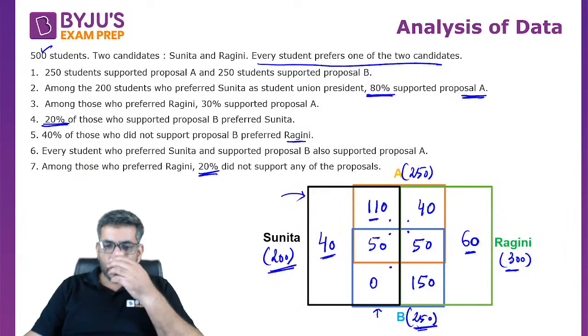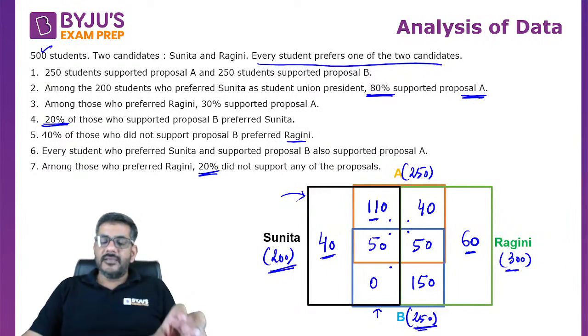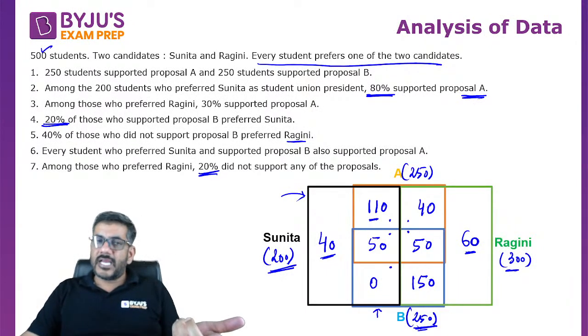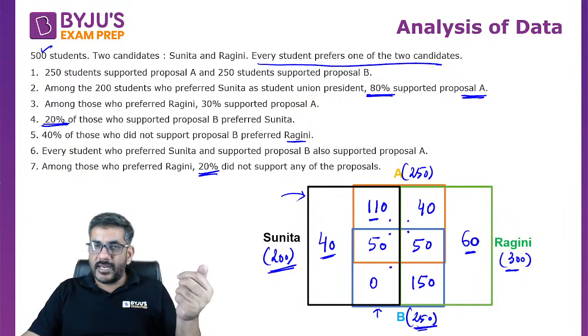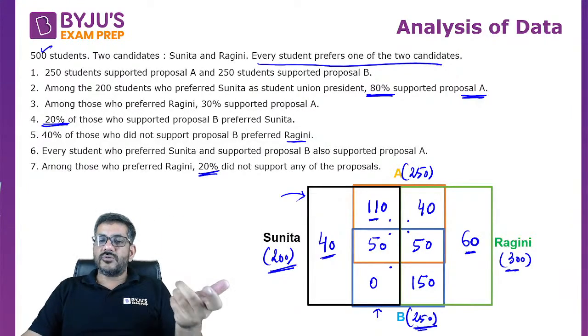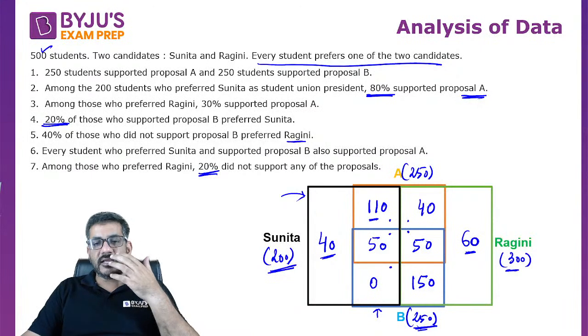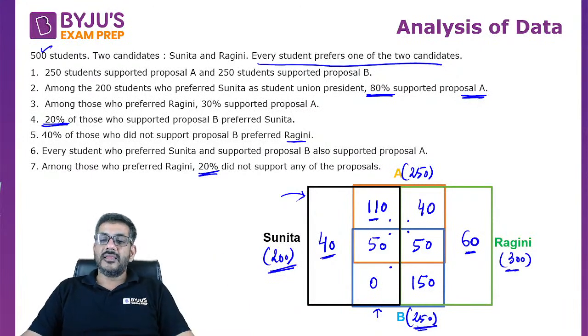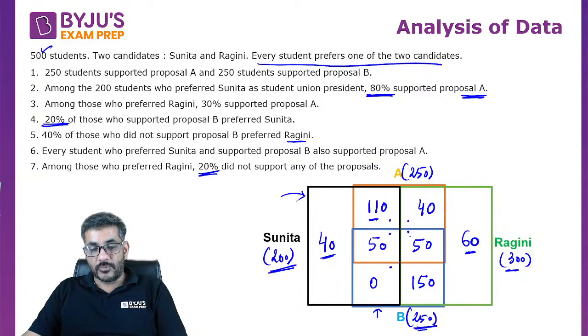I hope you got my point. This square B should add up to 250. We already had 3 areas. Subtract, and we get the fourth area. Square A should add up to 250, of which 3 areas we have, so the fourth area is 40. And that's all. Our job is done. Now we have all the figures. We can answer the questions.